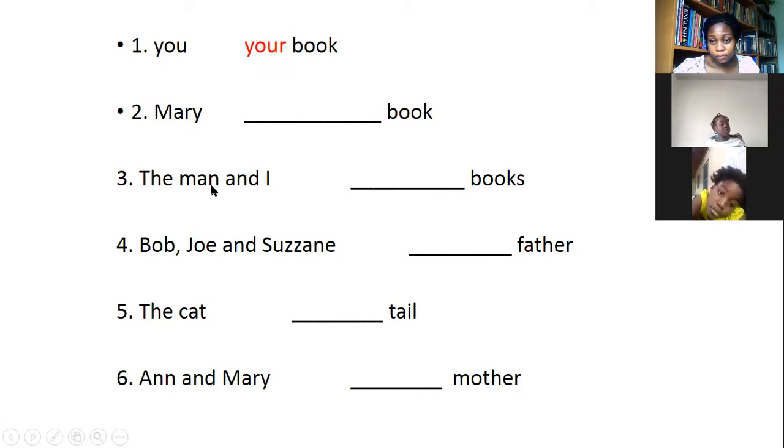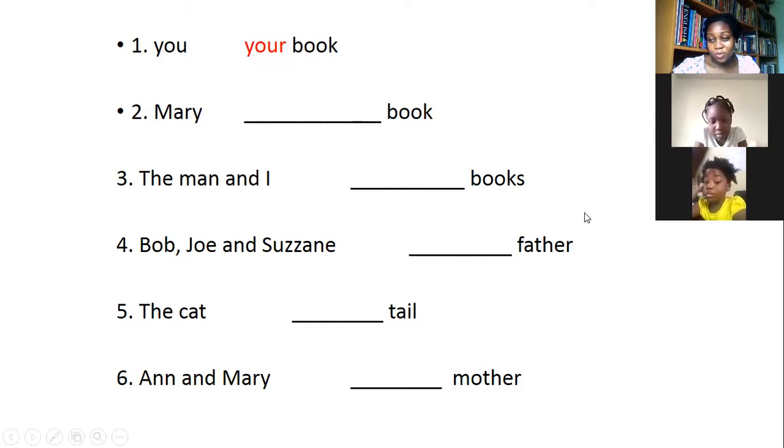So the man and I. So replace it with a possessive adjective. Their. No. Our. Yes, our. That's why I said the I is representing you, the one reading. That's why I don't want to be the one reading.